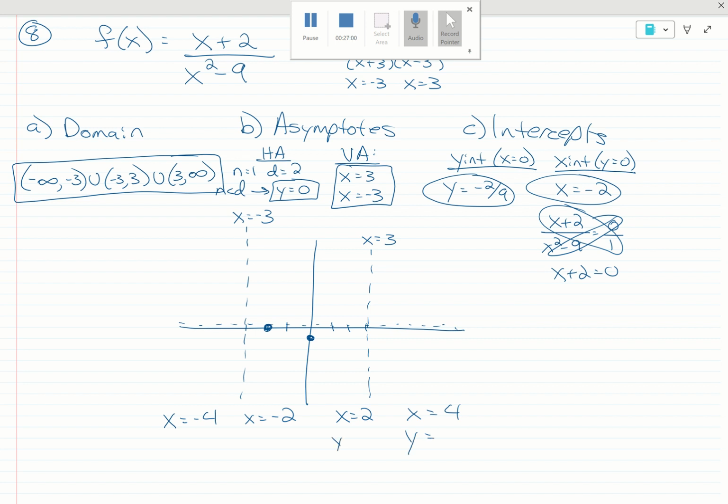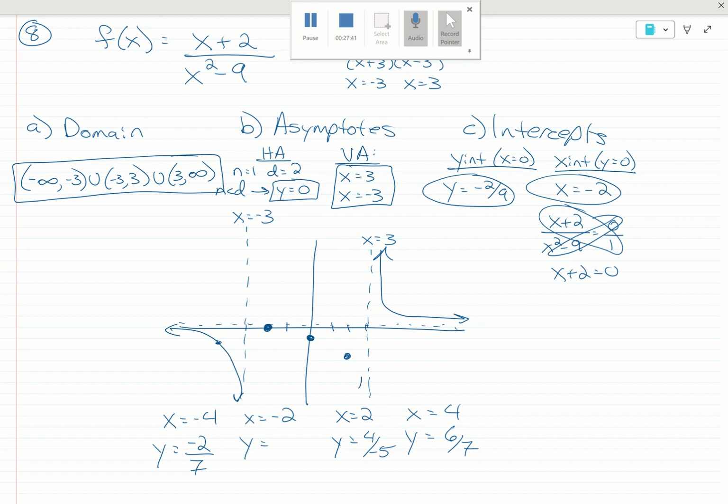And if we go to plug those in to get branches, if you were to plug in negative 4, I'm getting negative 2 over 7, which is negative, so your branch is down here. If you were to plug in 4, I'm getting 6 over 7, which is positive, so your branch is up here. And in the middle, if you plug in 2, I'm getting 4 over negative 5, which is negative. So we have a value down here, and if you plug in negative 2, I'm getting 0.